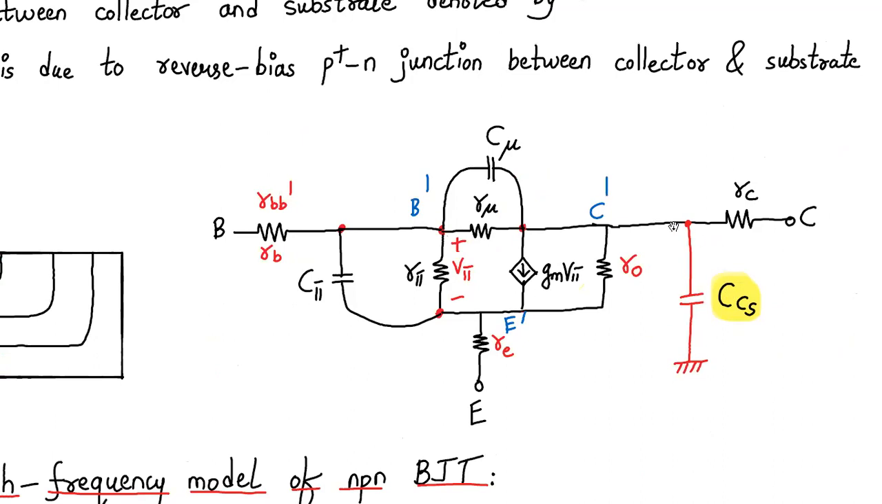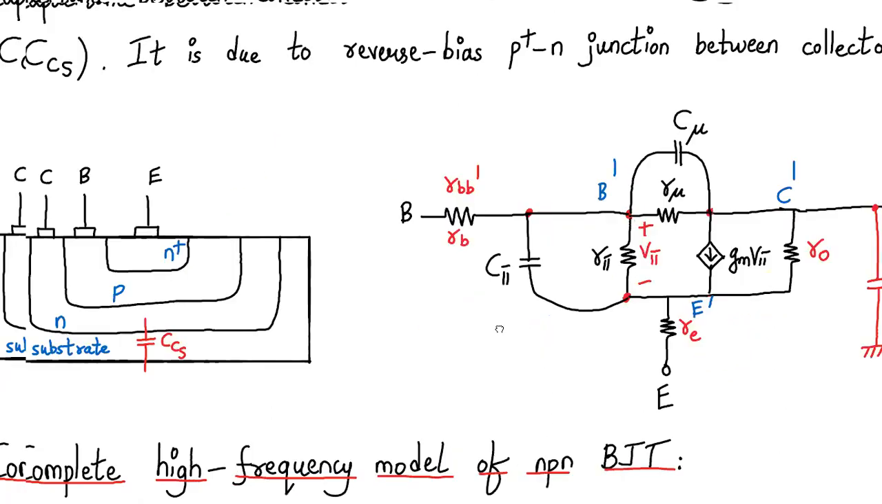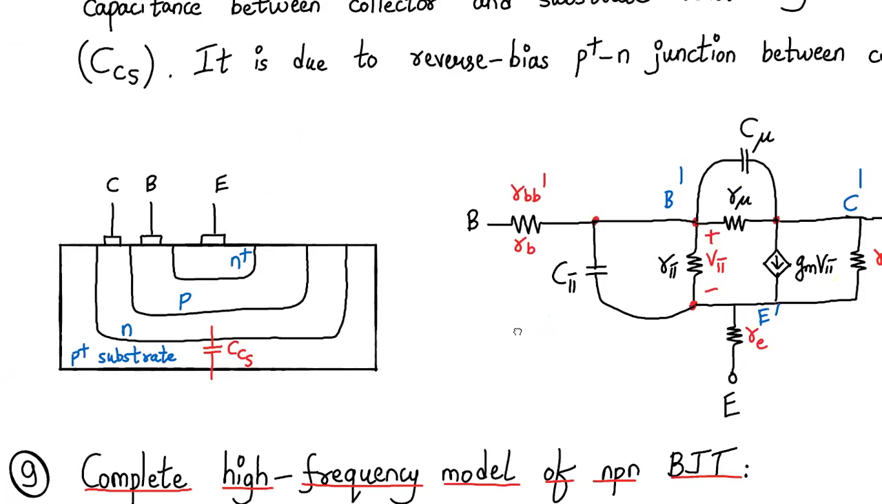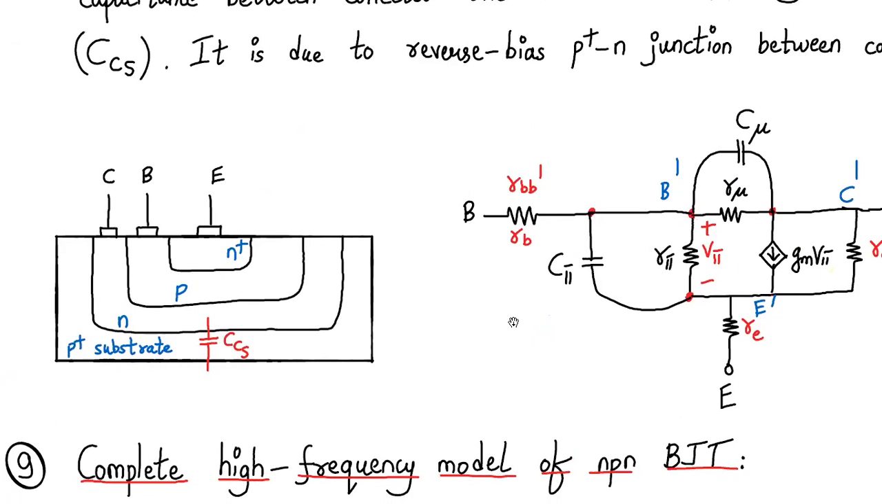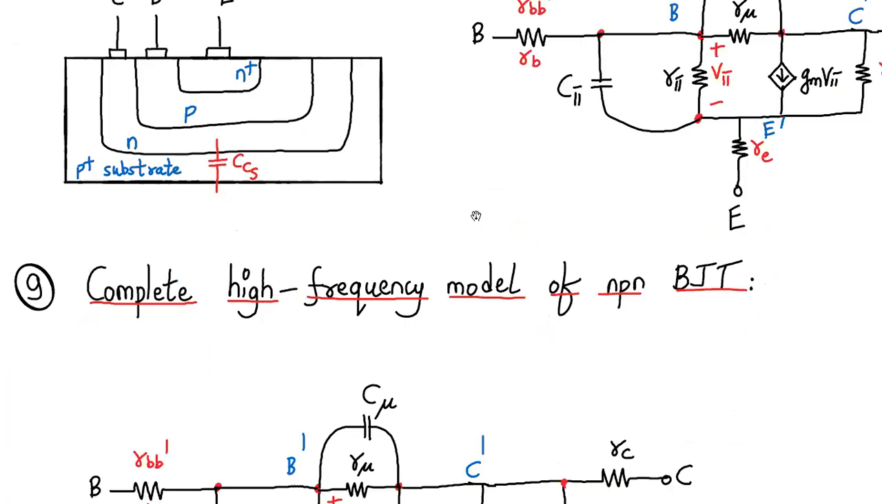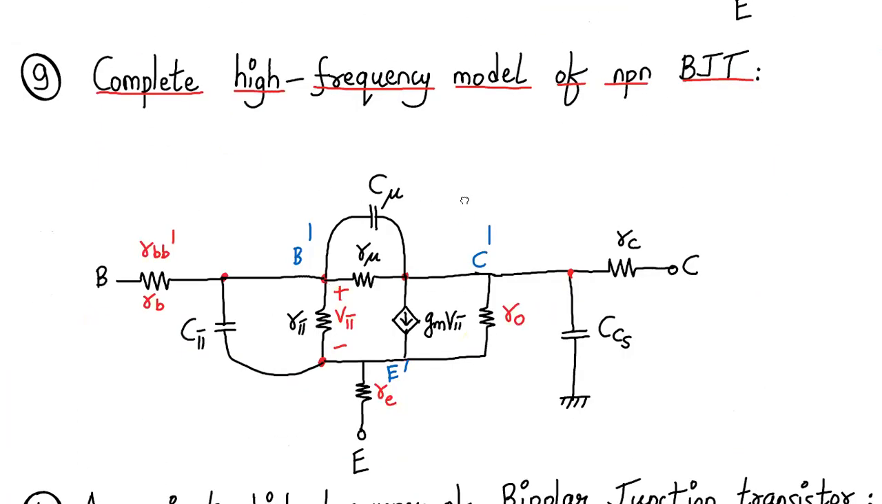That is why this capacitor exists between the collector terminal, the internal collector terminal C dash, and ground, denoted by CCS. This capacitor exists because of the structure of the BJT, the modern structure of the BJT. So now we'll see the complete high frequency model of the NPN BJT.